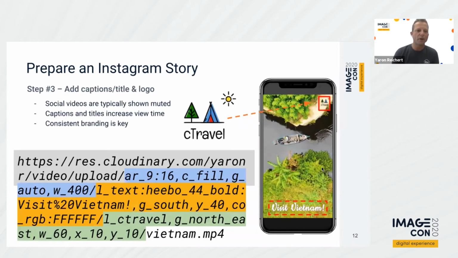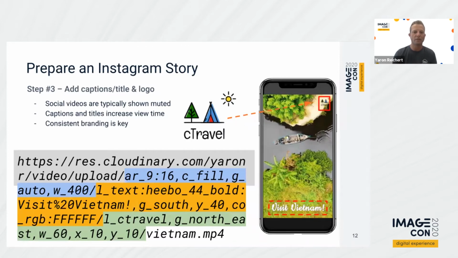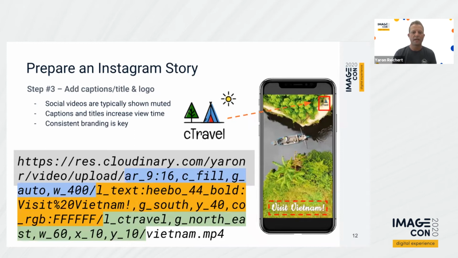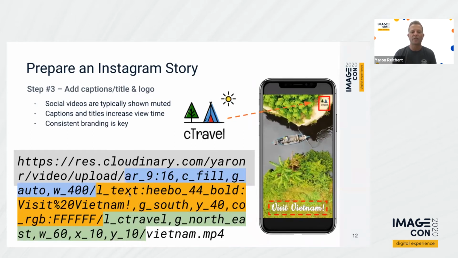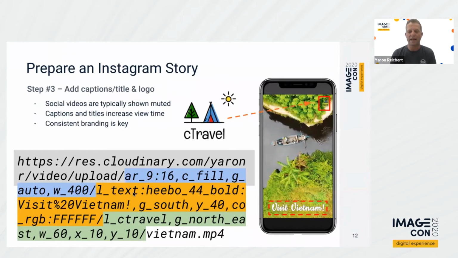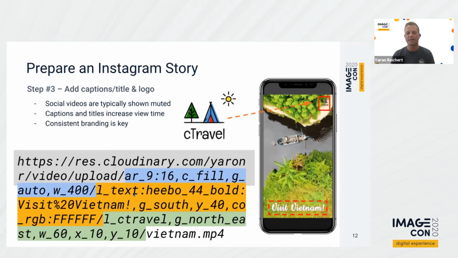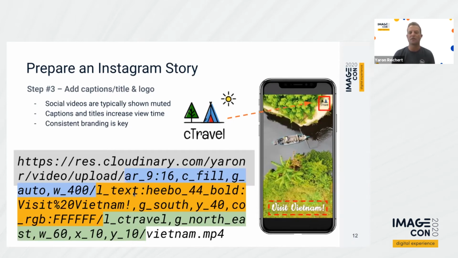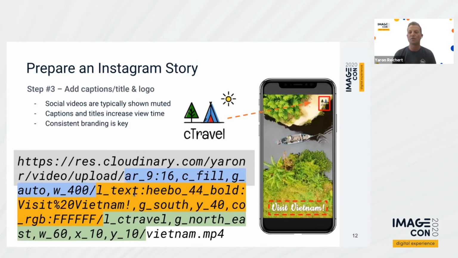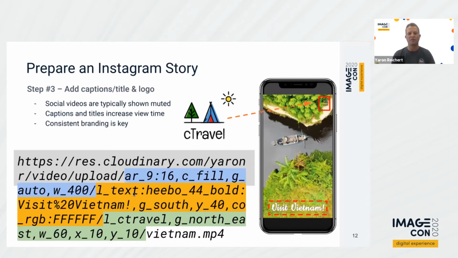So in this step, we're going to talk about adding captions and logo to our videos. You can see that basically I've added an overlay. The text overlay here will include the text Visit Vietnam in that case. We've chosen the font, the style, the font size and family, and the location on the video, and this is automatically added, burnt into the video.